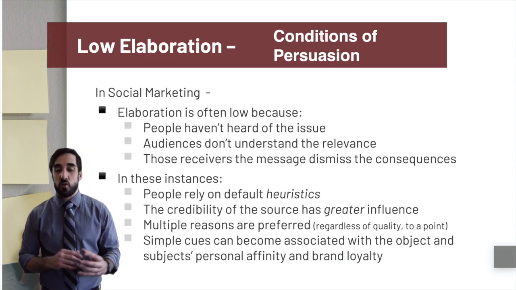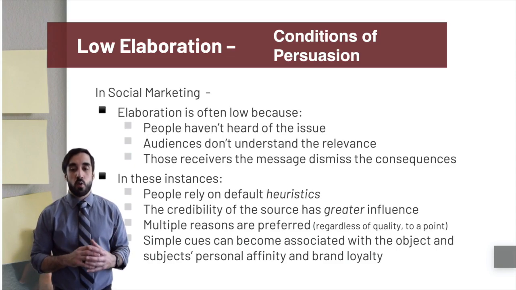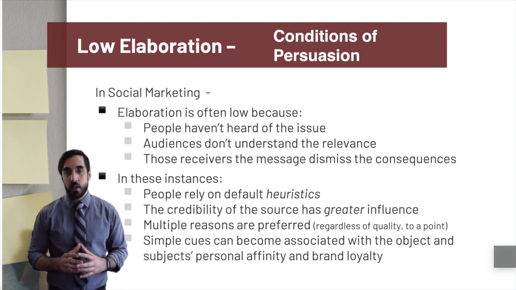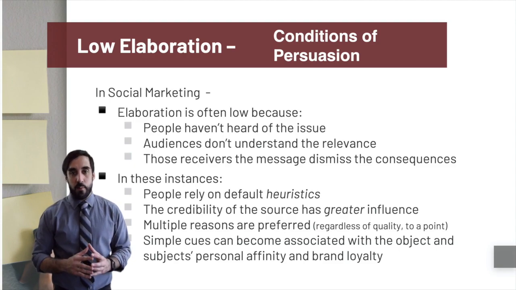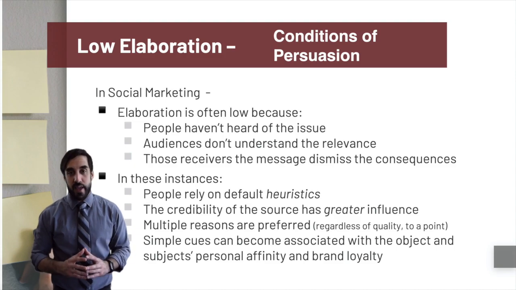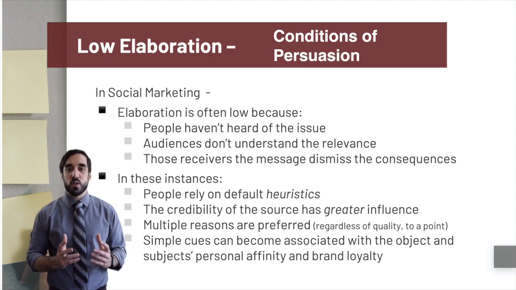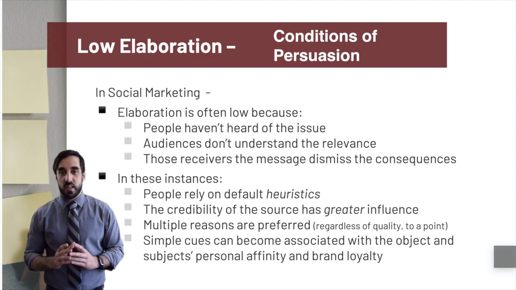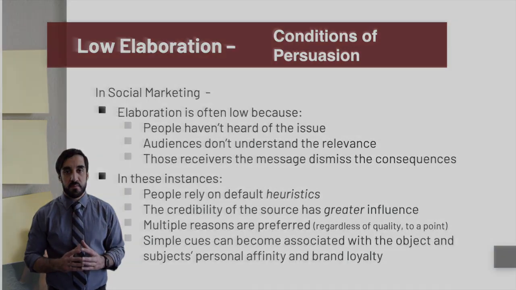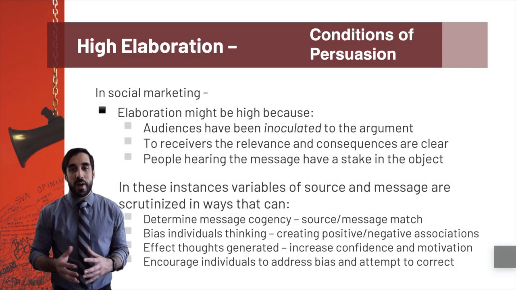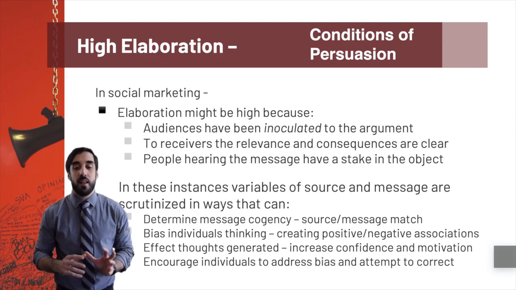Even things like a jingle or a song can create brand loyalty and affinity in ways that might drive the social marketing campaign. So in instances of low elaboration, social marketing campaign planners and designers should think about ways that they can encourage audiences to use the peripheral route in a responsible and effective way that leads to the persuasive outcome they aspire toward. In other instances, social marketing campaigns might struggle to persuade audiences because there's already high elaboration.